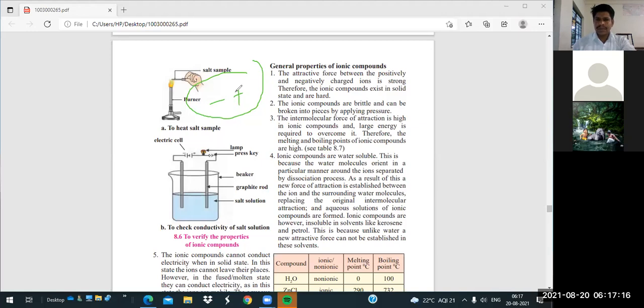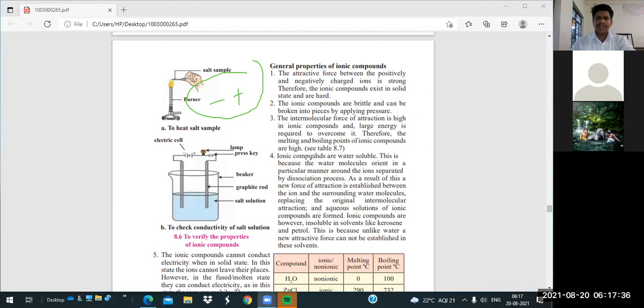So the melting and boiling points of these are very high, because they are in the solid state. Second, their bonding is very strong, so it will not easily break. While we have to melt or boil it, we have to apply maximum heat, and due to that reason its boiling point and melting point are high.